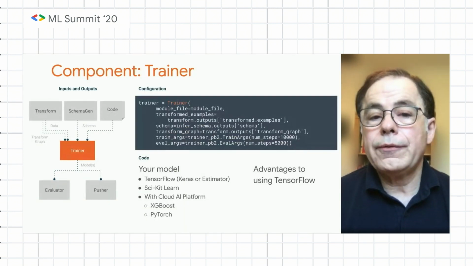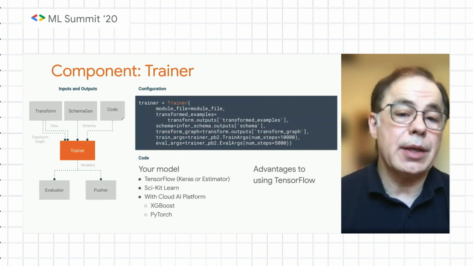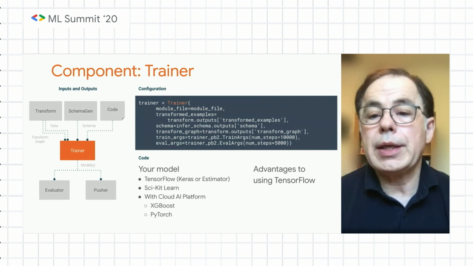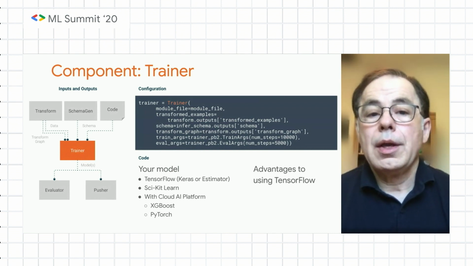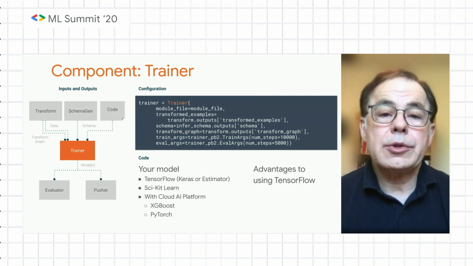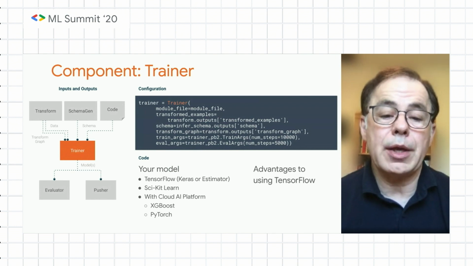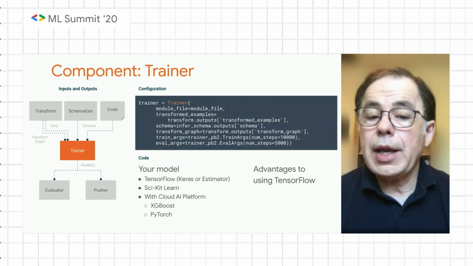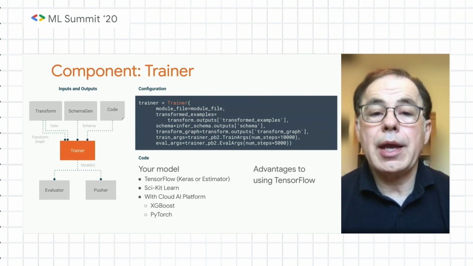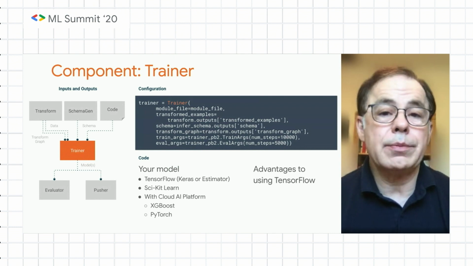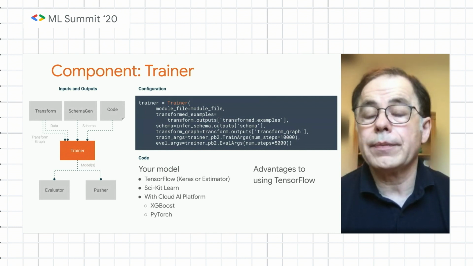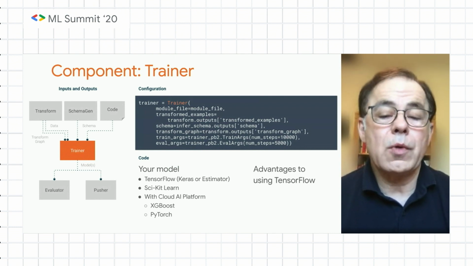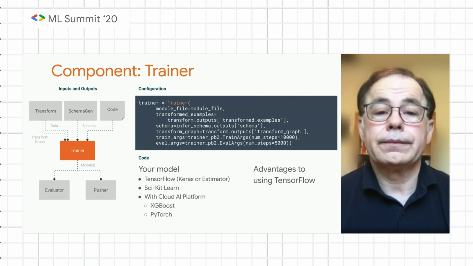So the code for trainer is about what you'd expect. It's things like the number of steps and where to get the input and so forth. You can also train not only a TensorFlow model with either Keras or the Estimator API, but a scikit-learn model. And by integrating it with Cloud AI Platform, you can also train an XGBoost model or a PyTorch model. There are some advantages, of course, to using TensorFlow.